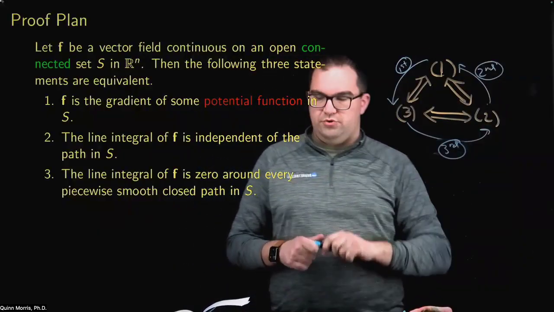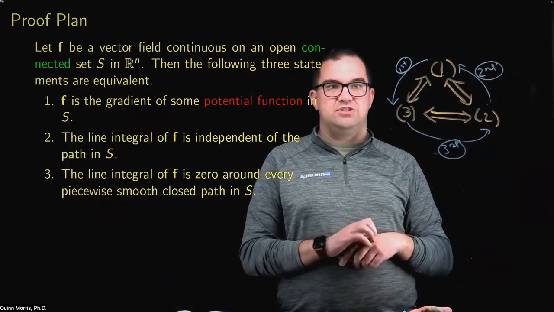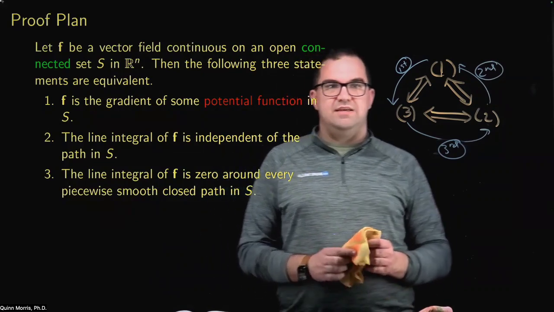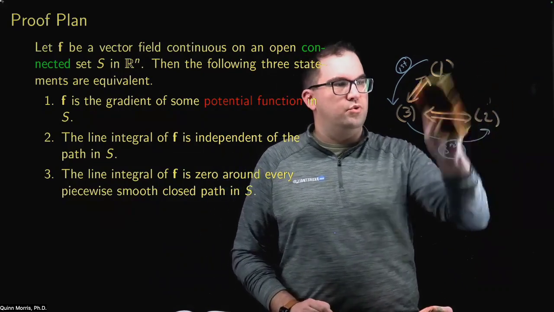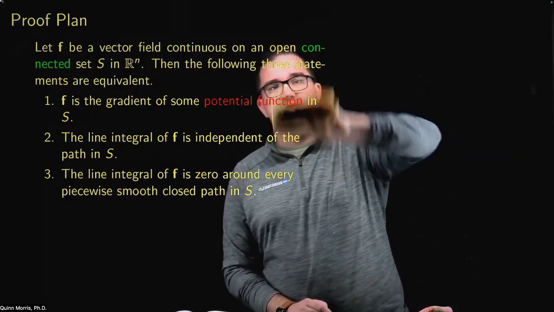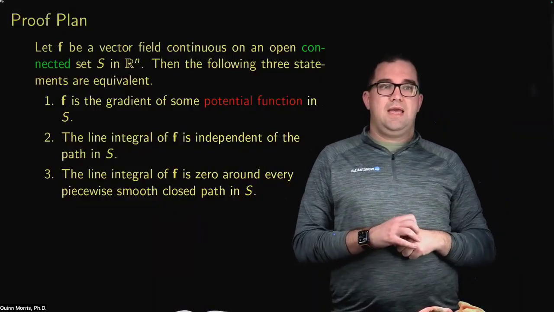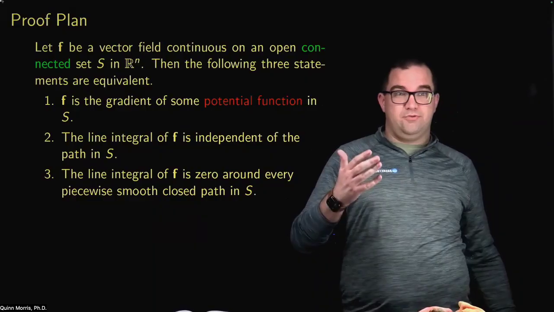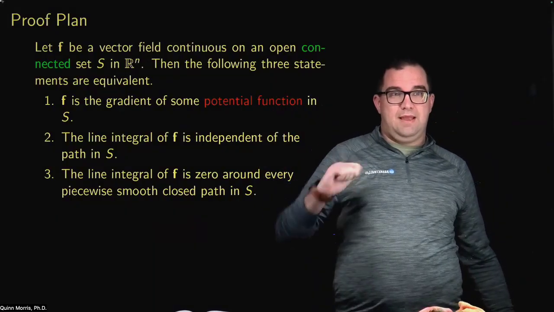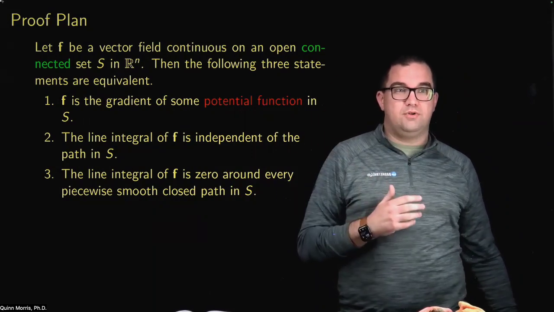So the first thing we want to focus on proving is that one implies three. We want to show that if f is the gradient of some function in S, then the line integral of f is 0 around every piecewise smooth closed path. Now, in order to do that, I am going to need to build some machinery. In fact, for the first two parts of this proof, I'm going to need to build some machinery. We will first build that machinery, which is a theorem that we need to prove. Then we'll see how that fits into our plan. Then we'll build the other piece of machinery, see how that fits into our plan. And then finally, we'll come back and tie it all together.